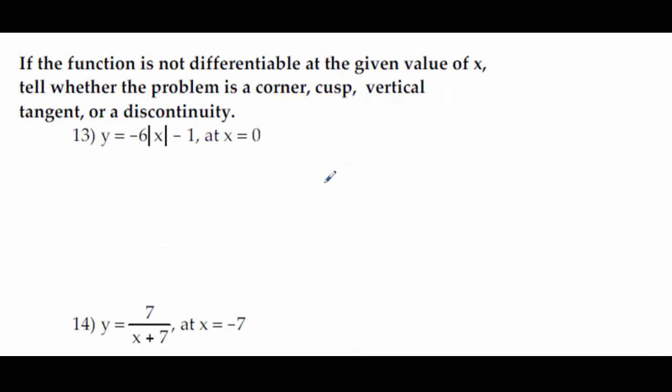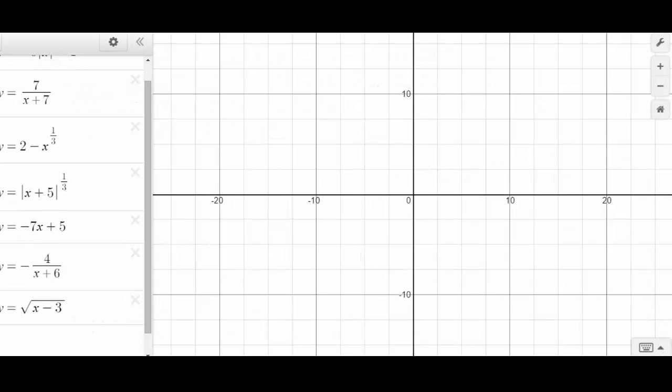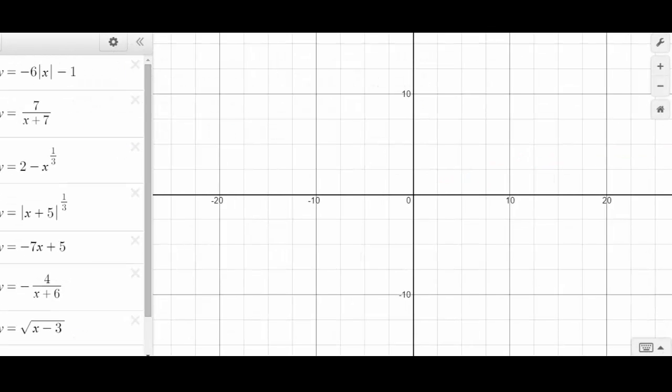The next section asks us to actually tell which of these is happening, a corner, cusp, vertical tangent, or a discontinuity. So it's kind of a matching situation. So I have these graphed here because I was prepared for this. So negative 6 absolute value of x minus 1 is a corner because we have 2 straight lines that are meeting, and that's a corner.